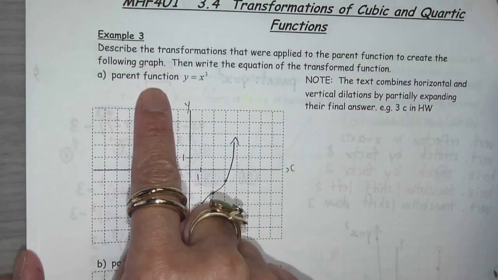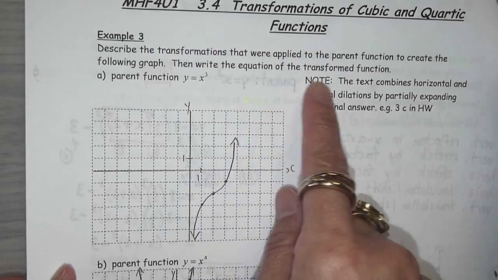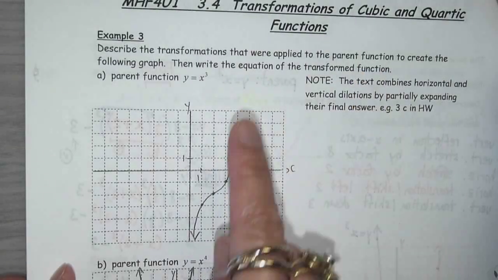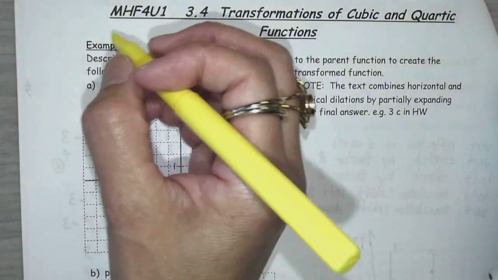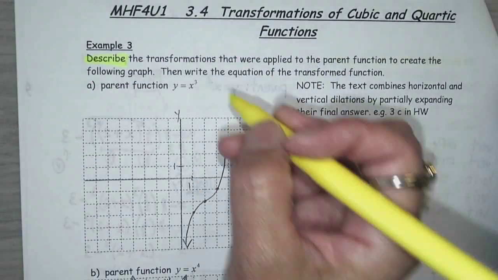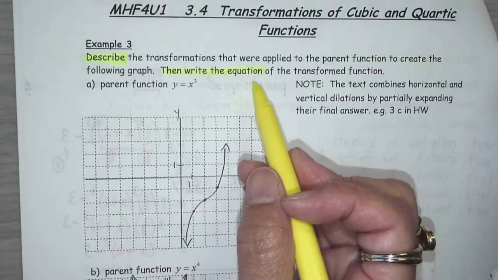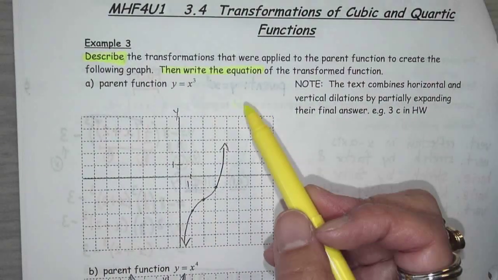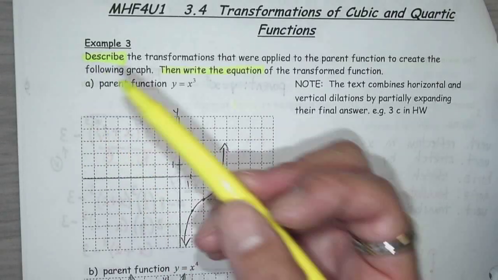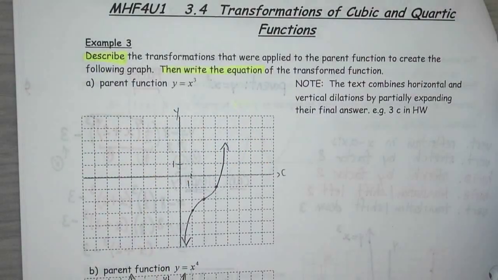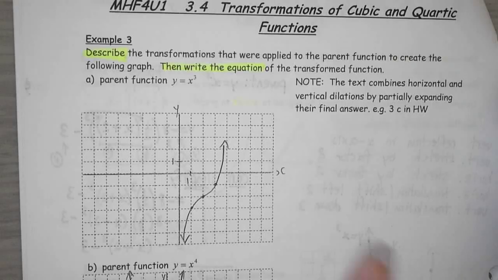Apply to the parent function to create the following graphs. We got this one. Rewrite the equation. Describe the transformation. Oh, this one is only describe. Okay, describe. Oh, then write the equation. Sometimes I just say write the equation. So if the question says write the equation, you don't have to describe, right? If it says describe, you have to describe, obviously. But if it says write the equation, you don't have to also describe. I'm doing both for our example.